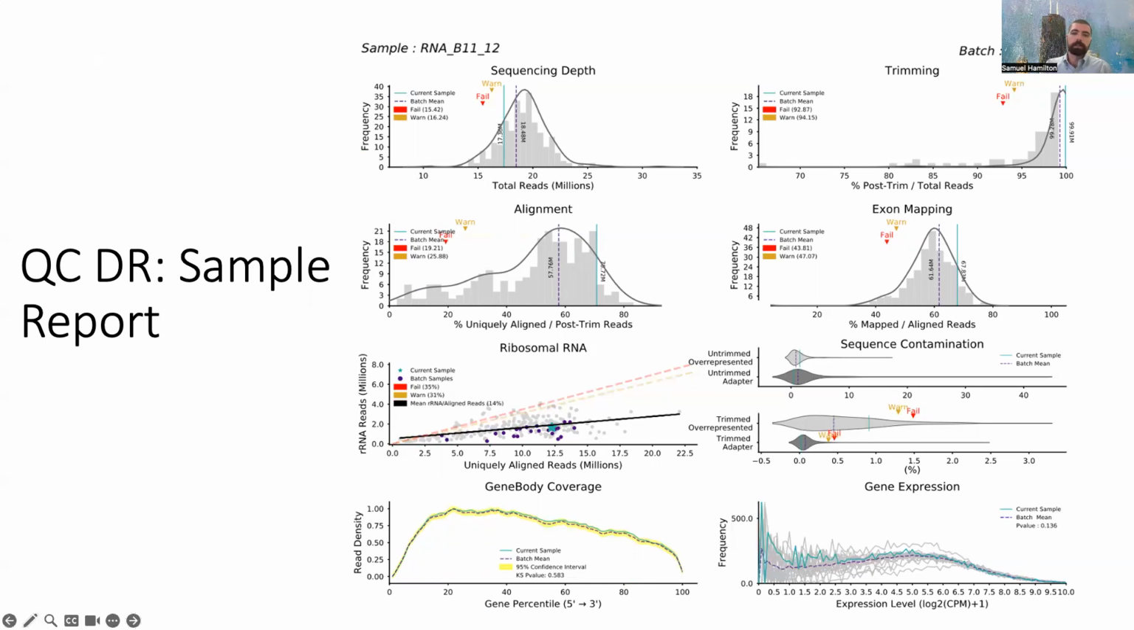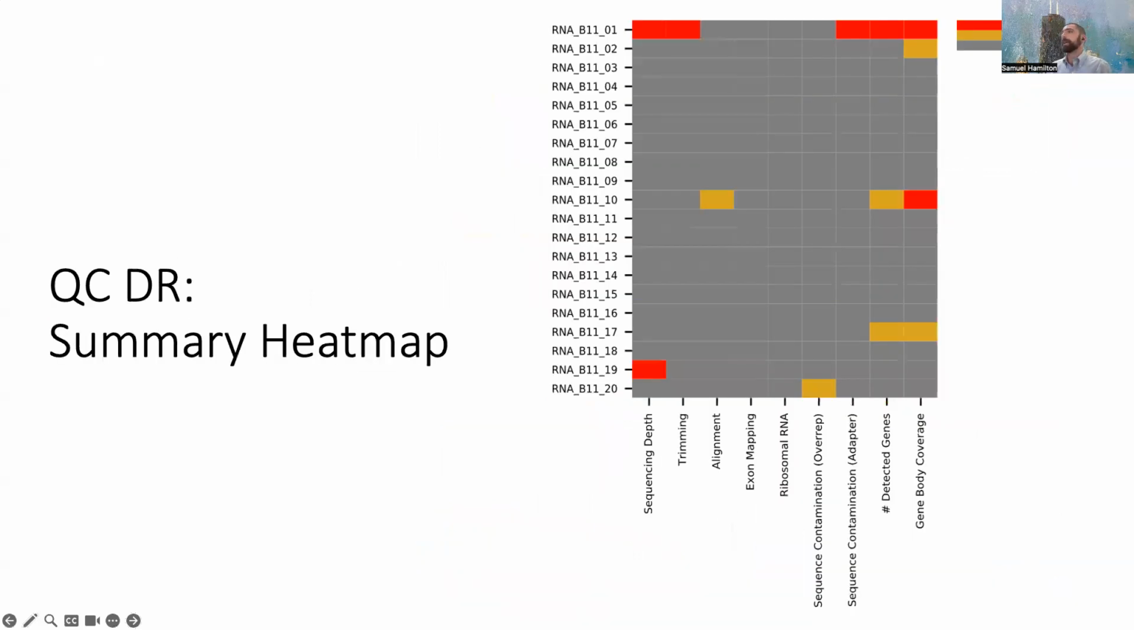This information is then summarized in a summary heat map, which allows the researcher at a glance to identify which samples are being flagged the most, potentially indicating their poor quality for further investigation.